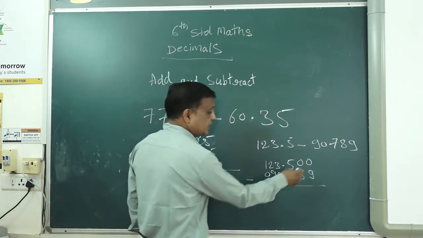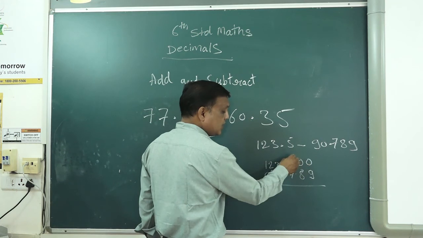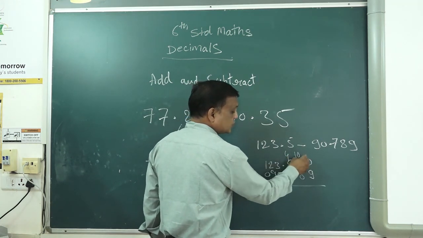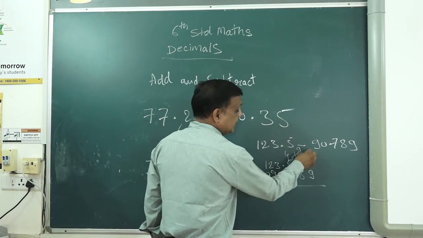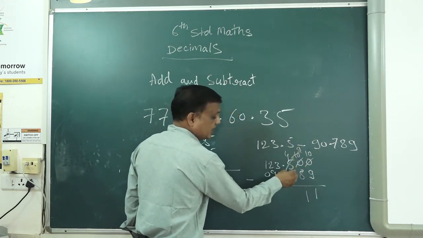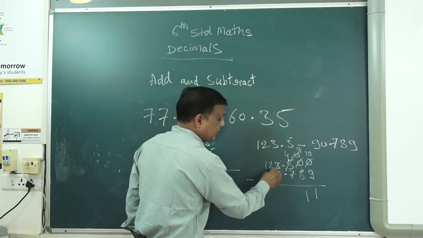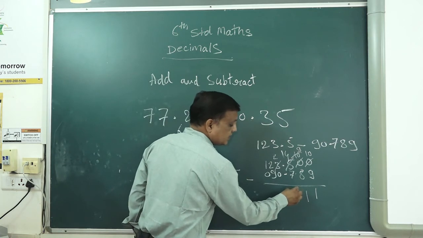Now subtract. 0 minus 9 is not possible, so borrow from here. You cannot borrow from here, so this became a 4 and this became a 10. Now here borrow will come, this became a 9 and this became a 10. 10 minus 9, 1. 9 minus 8, 1. Again 4 minus 7 will not do. You have to borrow from here. This became 2 and this became 14. 14 minus 7, 7.